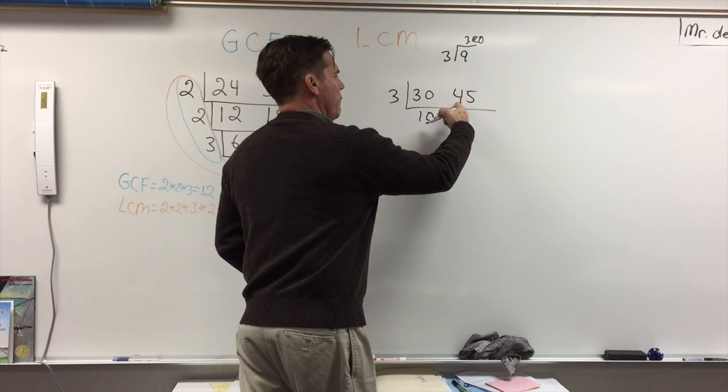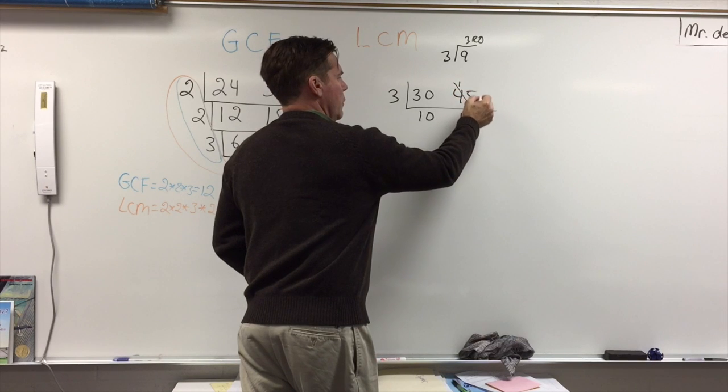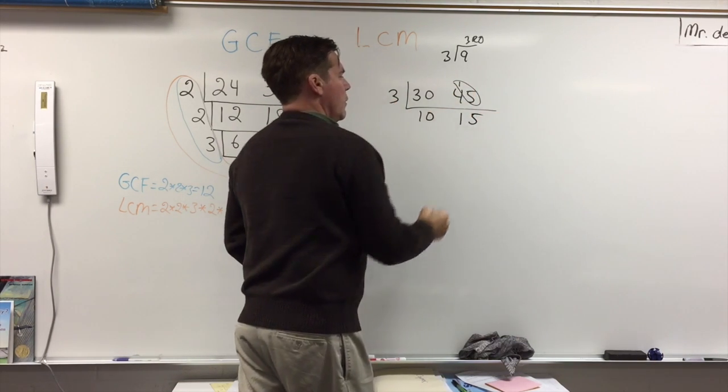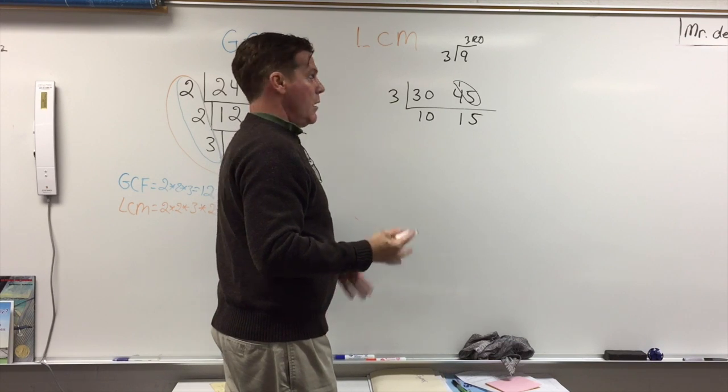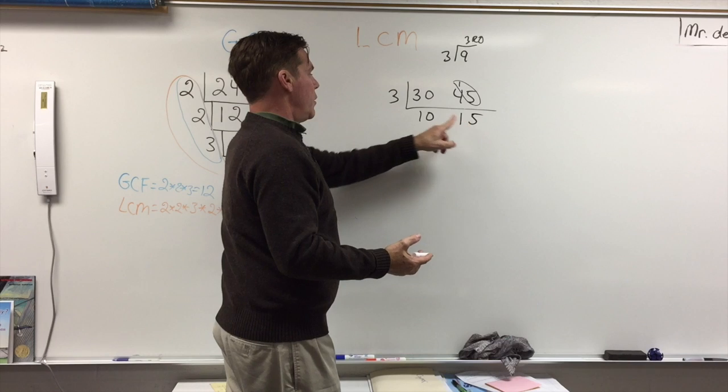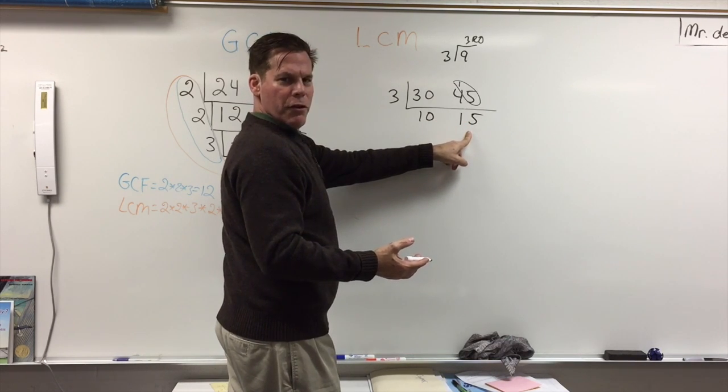If I take 3 away from 4, that leaves 1 remainder. So I'm left with a 15. 3 goes into 15 5 times. All right. So now I'm looking here. This is what I'm left with. 3 does not go into both of those.